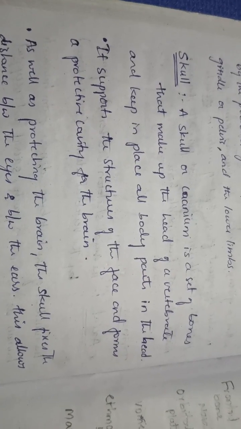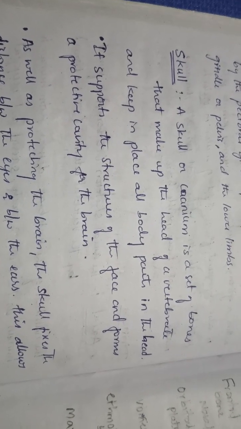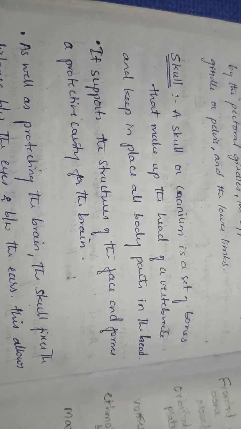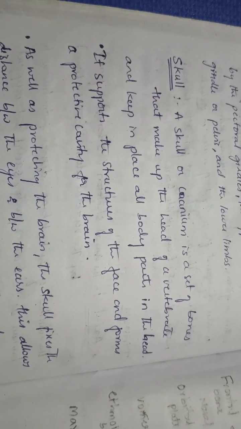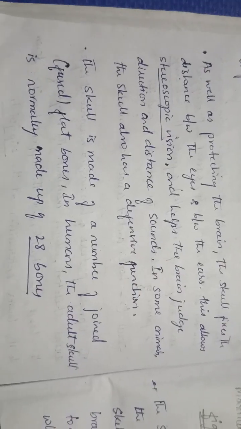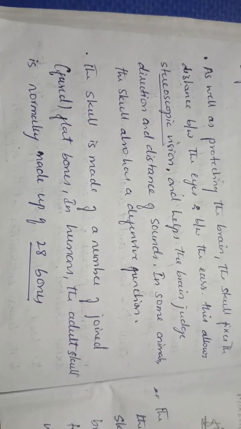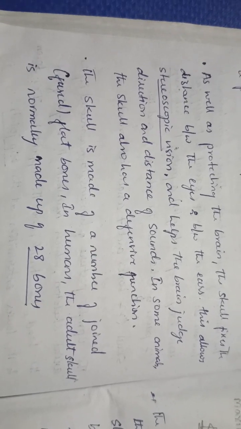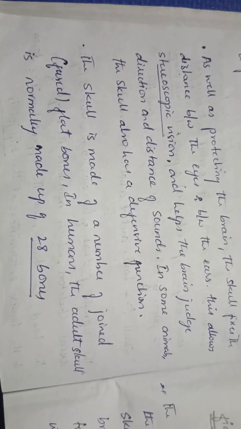The skull. A skull or cranium is a set of bones that make up the head of a vertebrate and keep in place all body parts in the head. It supports the structures of the face and forms a protective cavity for the brain. As well as protecting the brain, the skull fixes the distance between the eyes and between the ears. This allows stereoscopic vision and helps the brain judge the direction and distance of sound. In some animals, the skull also has a defensive function.